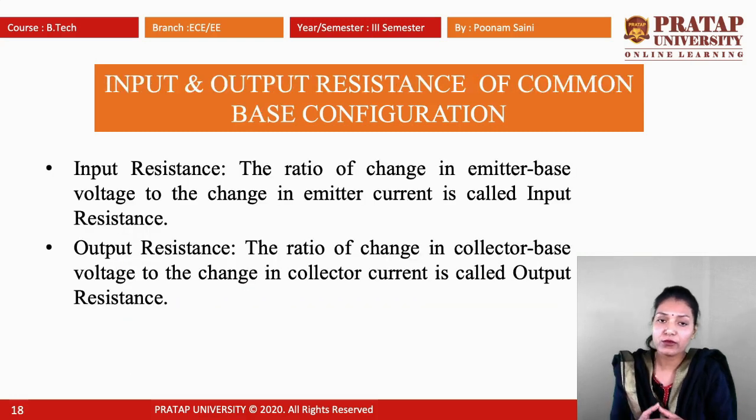Now we are going to discuss the input and output resistance of a common base configuration. What is the input resistance? The ratio of change in the emitter base voltage VBE to the change in the emitter current IE is called input resistance. The ratio of change in the collector base voltage VCB to the change in the collector current IC is called output resistance.